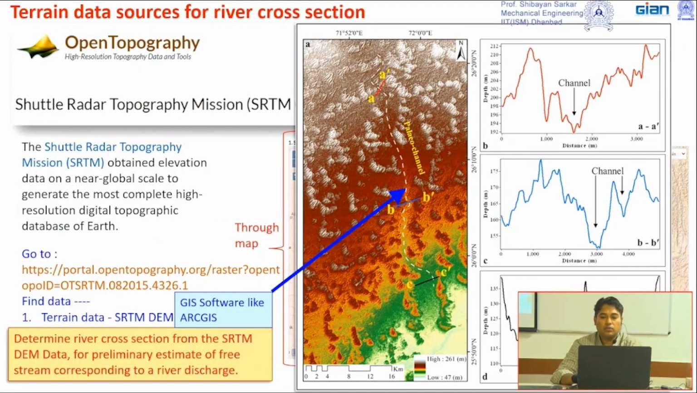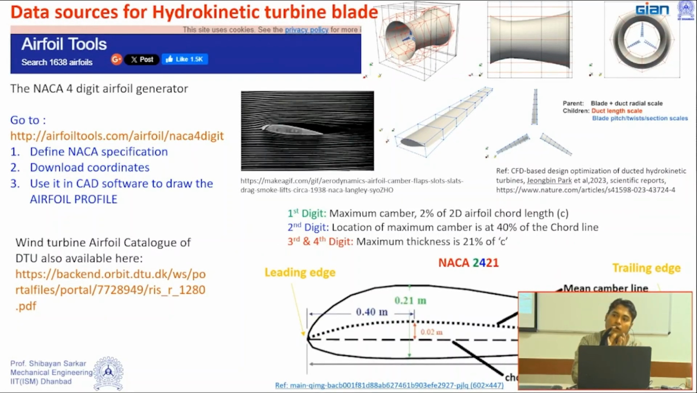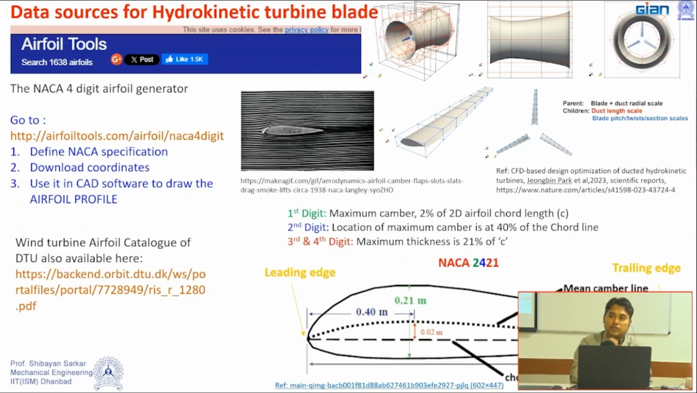Now I just told you that through this data, through ArcGIS software, you can do it. Now you have an idea of how much the velocity will be there. Now your purpose will be to design your turbine. There are different cross sections of the turbine blade that may exist.